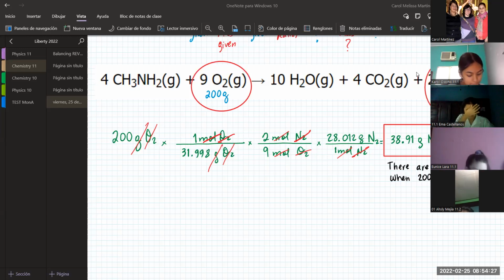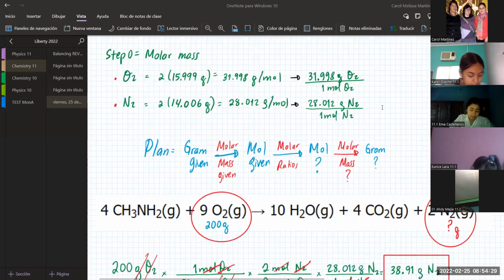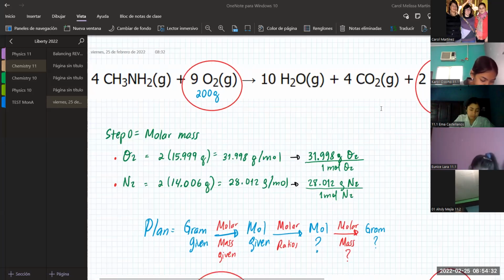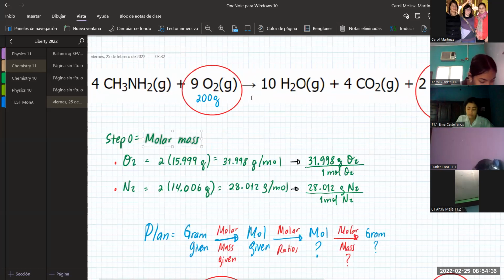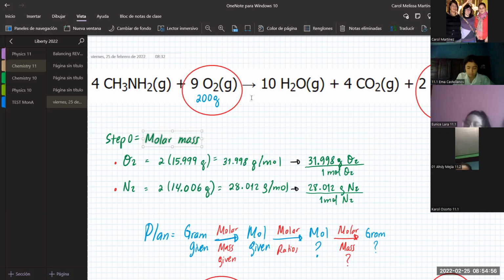So remember, what are you always going to do whenever you have a grams to grams conversion? You're going to get the molar masses of the substances involved. How do you know if you have to do grams to grams? Because of the information provided. I'm giving you grams of oxygen and I'm asking you to find grams of nitrogen. So yes, you have to take a look at the units that are involved.